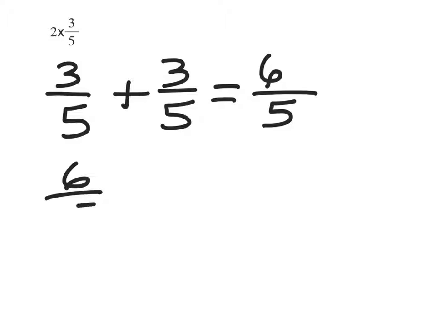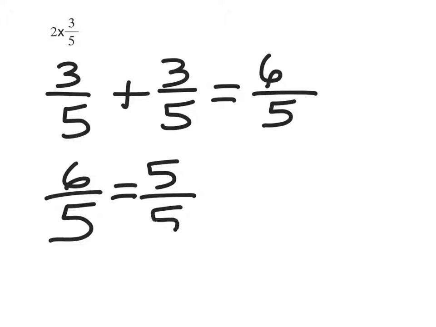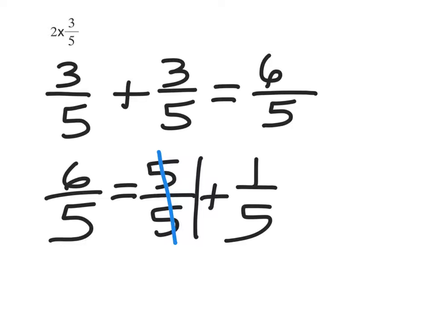I know when my numerator is larger than my denominator, there must be one whole involved. 6/5 is the same as 5/5 plus 1/5. And I know when the numerator and denominator are the same, that is one whole. So 6/5 is the same as 1 plus 1/5, or 1 1/5.